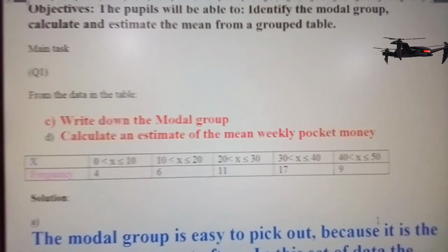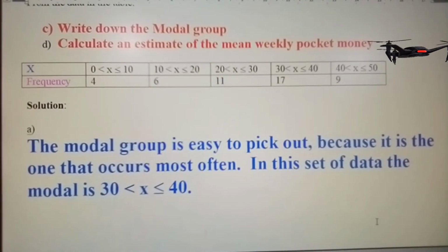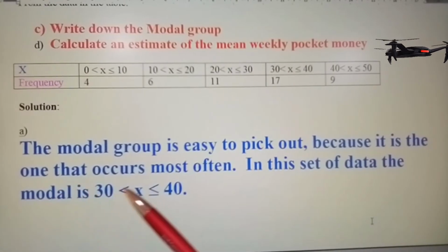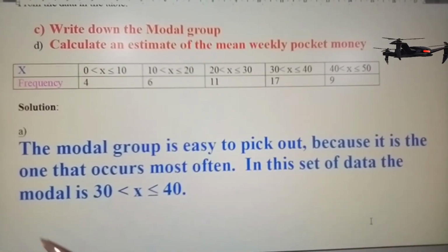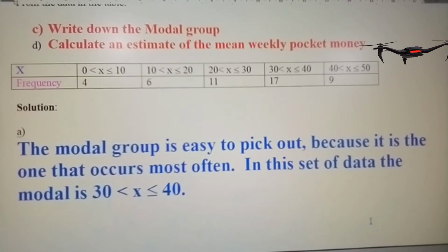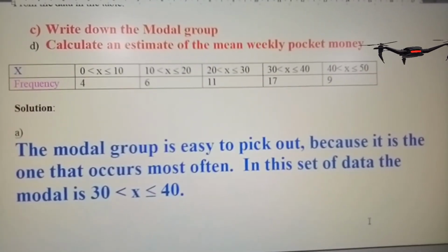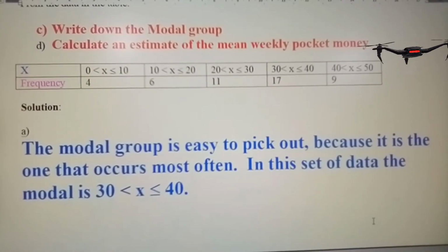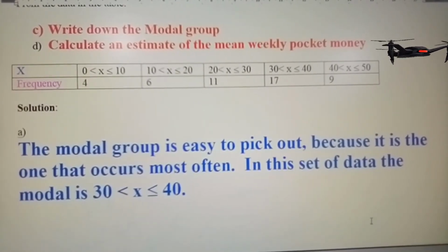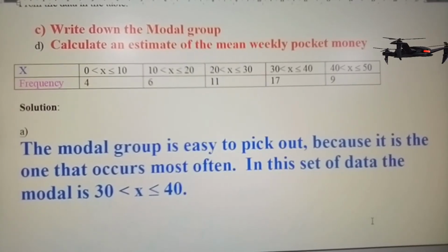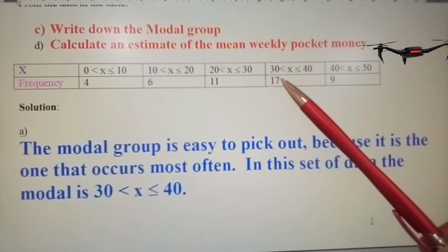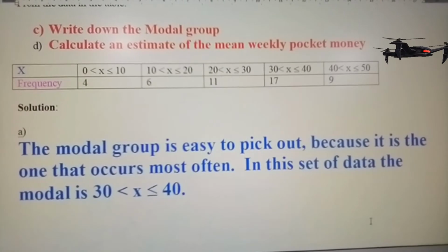So the solution here then is to look at how we go about this. Now the modal group is easy to pick out because it is the one that occurs most often. In this set of data, the modal group is 30 to 40, because they are the ones who get the most. Well, not quite the ones who get the most, but it is the most occurring in respect of the 17 frequency. Okay.